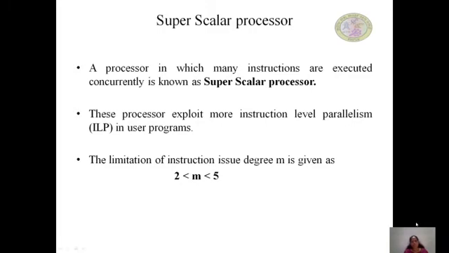The limitation of instruction issue degree M is given as follows. As I told you, in a superscalar processor, in one clock cycle, it can execute multiple instructions. Then how many instructions can it execute? That ranges from 2 to 5. So we call M the instruction issue degree. In one clock cycle, we can execute 2 to 5 instructions in parallel.